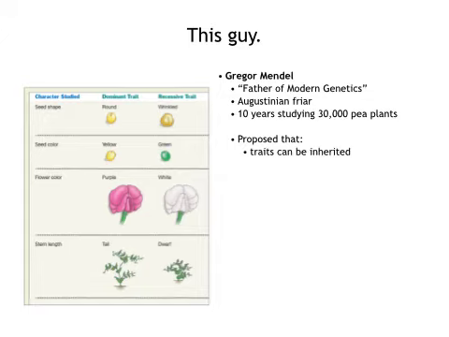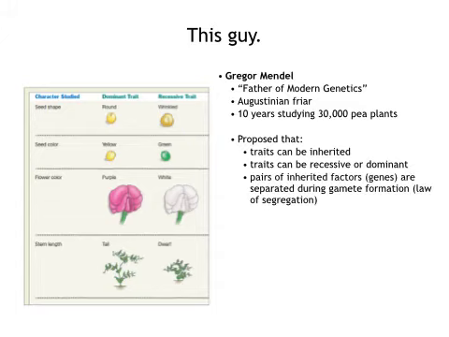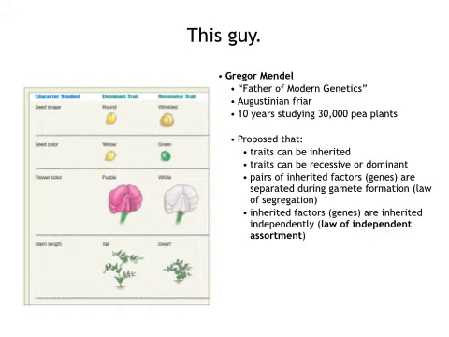What he ended up proposing was that traits can be inherited, so they can be passed on. He proposed that traits can be either recessive or dominant, and that pairs of inherited factors, which he didn't know were genes, but we know now are genes, are separated during gamete formation. This is called the law of segregation, and we know that this happens during anaphase of meiosis. Anaphase separates the two chromosomes, the one from mom and the one from dad. So these factors are segregated, basically separated.